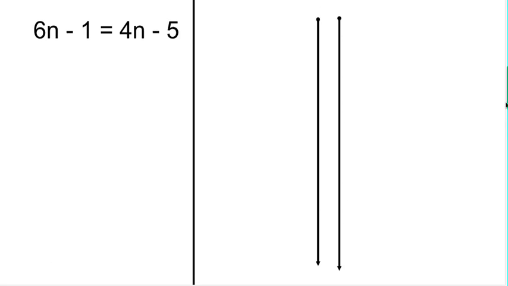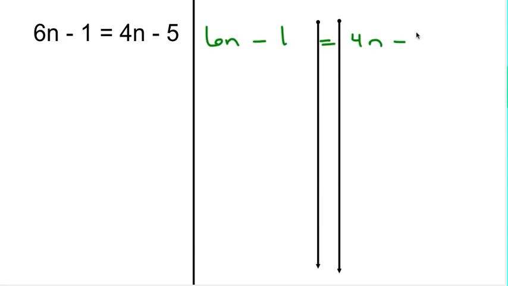All right, let's look at this problem. I have pre-drawn railroad tracks in here. Sorry about the arrows. I was drawing from far away and couldn't quite see. But let's look at this. 6n minus 1 equals 4n minus 5. Remember, you have to ultimately ask yourself, what is n? That's what I'm solving for.